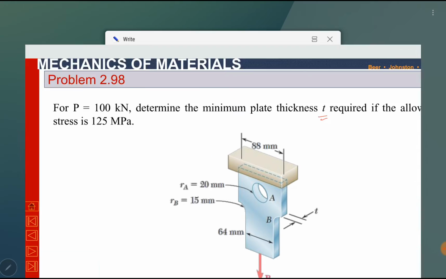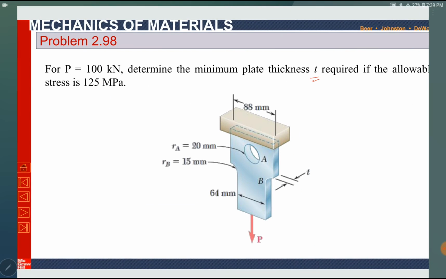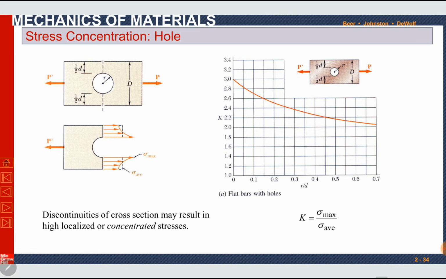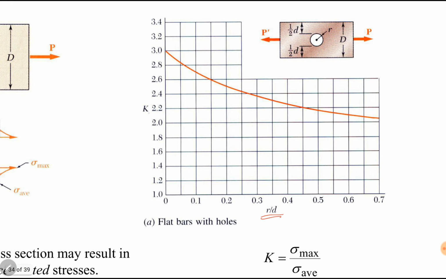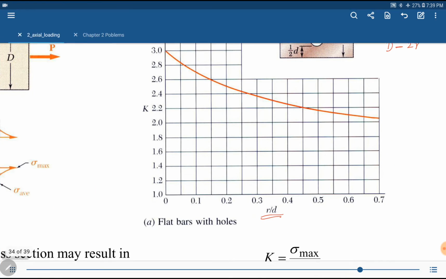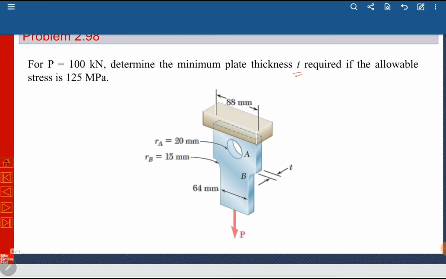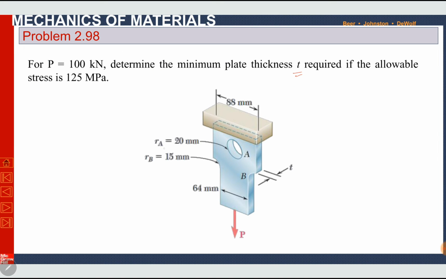Okay, for a plate having a hole, we need the ratio of r by d, and what is r? r is the radius of the hole, and small d is capital D, the width of the plate, minus 2 times the radius of the hole. So in our problem, the radius of the hole is 20 mm and capital D is 88 mm. We can find small d from here.